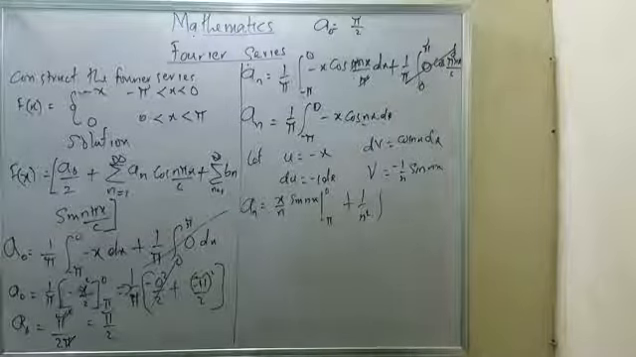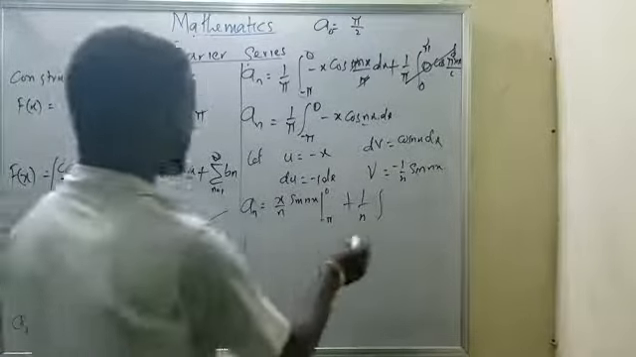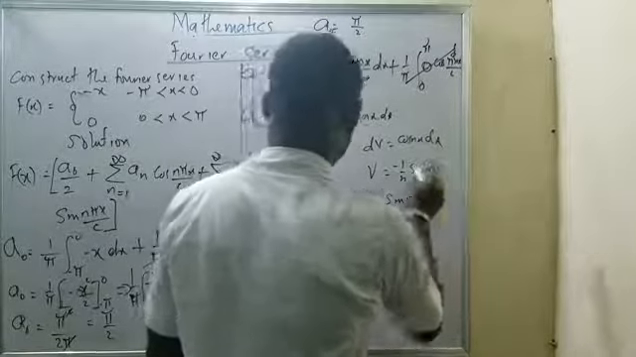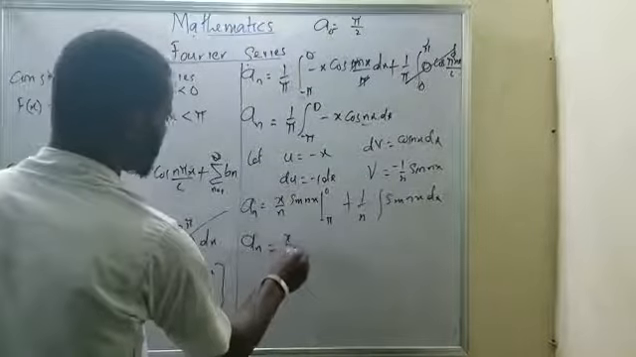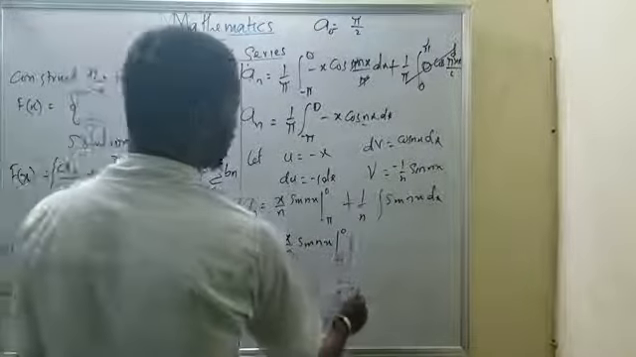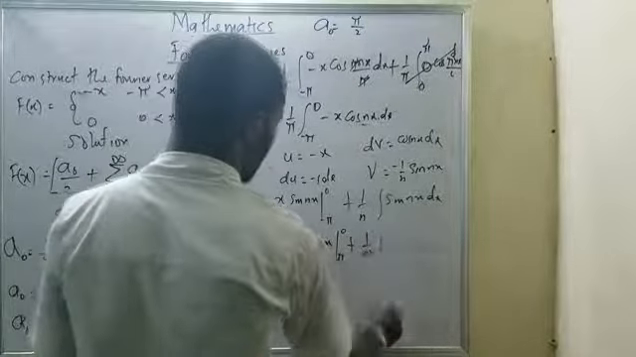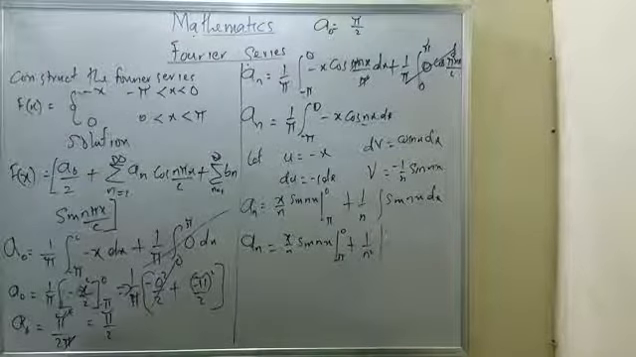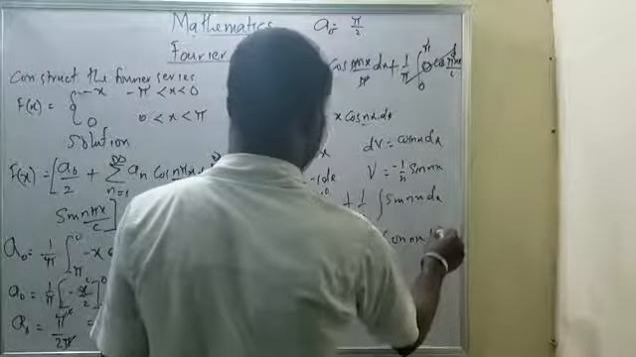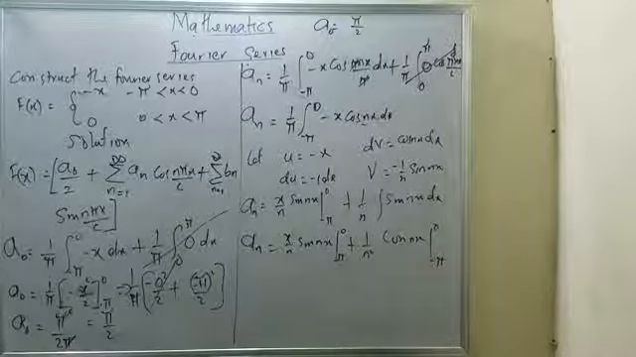Okay. Integral of sine nx dx. Now when I integrate, we have x all over n sine nx from 0 to pi, plus when I integrate this, I'll be having 1 all over n squared cos nx, running from 0 to minus pi.